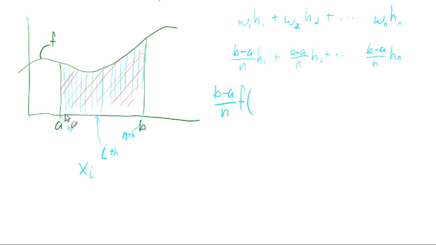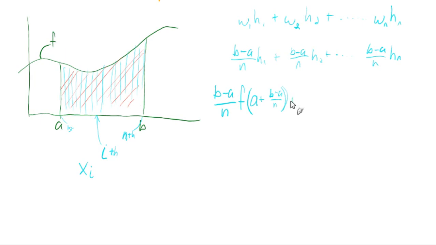So let's start over here at A. We're going to add on a little bit or a lot, however much we need to get to the x that we're on. Well, the first x that we're going to have is just A plus one width of one rectangle, because we're only one rectangle to the right of this side. So plus one of these widths.